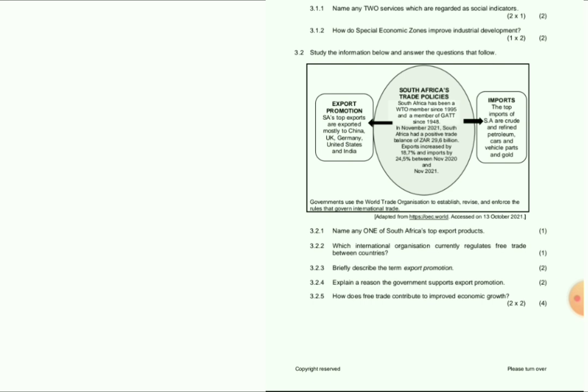3.1.2, how do special economic zones improve industrial development? How do they improve industrial development? In order to answer this question, you have to know what a special economic zone is first. You won't answer it without knowing that. Special economic zones have connectivity to both suppliers and potential markets, while promoting export-oriented industries and local integration.